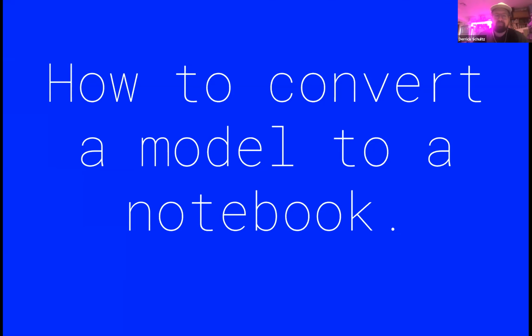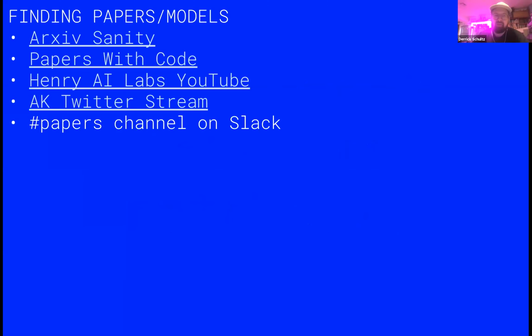So this is basically, let's say you find a model on GitHub and you want to figure out how to put it in a notebook to play with. It's not really conversion. It's more just how do you take the code that you see and put it in a notebook? So the first thing you might be asking is, how do I find new papers or new models to play with?